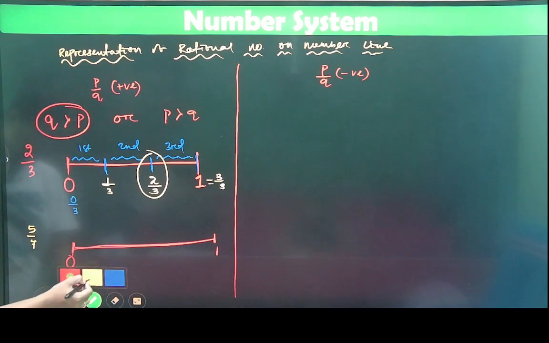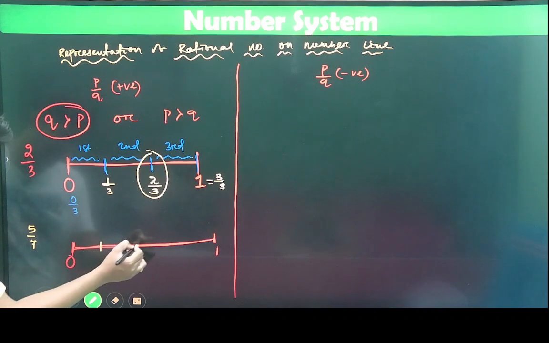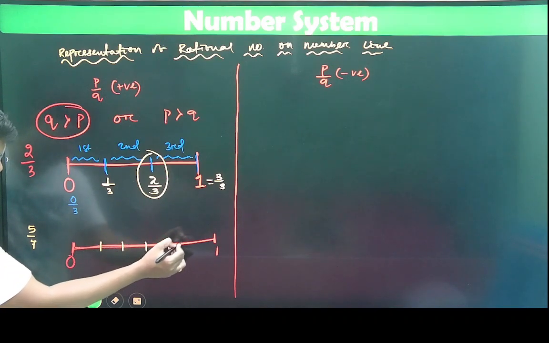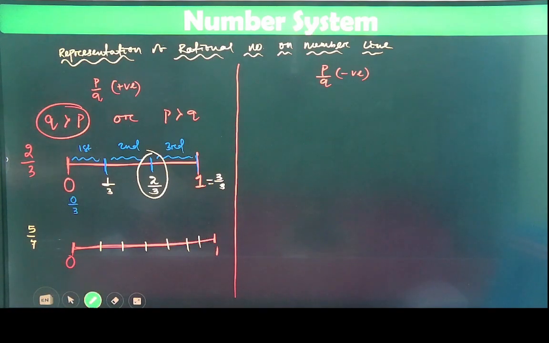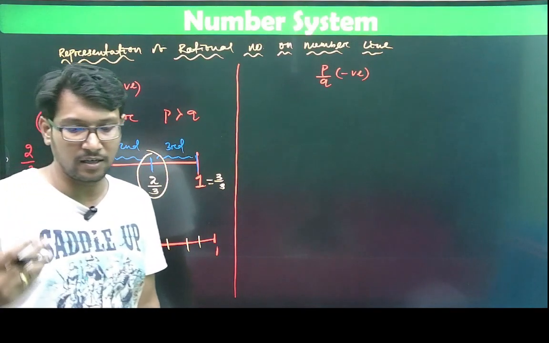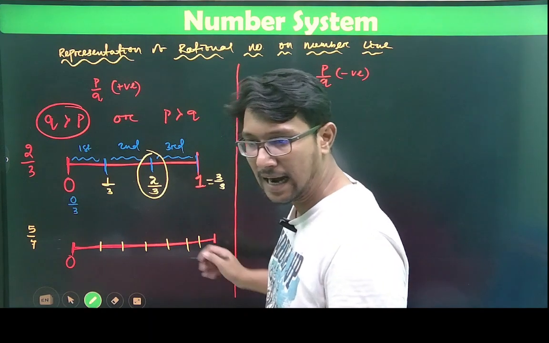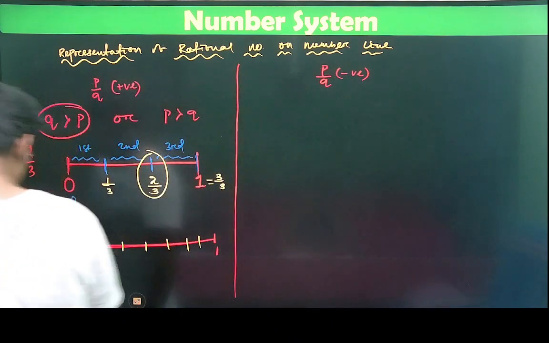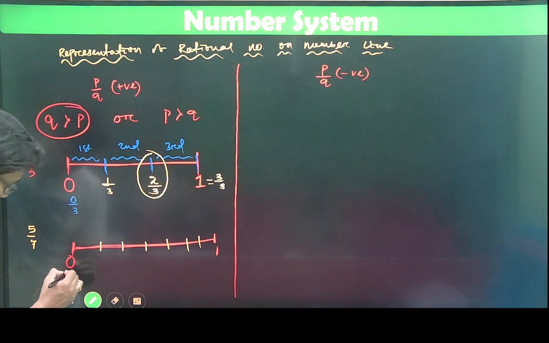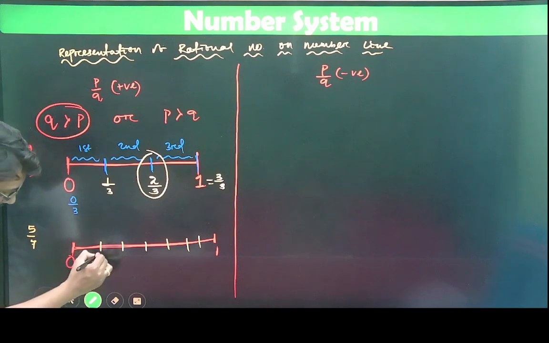So now the parts are here. First part, second part, third part, fourth part, fifth part, sixth part, and the 7th should be the last point. Into however many parts you are going to divide, the last part should be where? At 1. Now tell me, 0 can be written as 0 by 7, and this is 1 by 7.